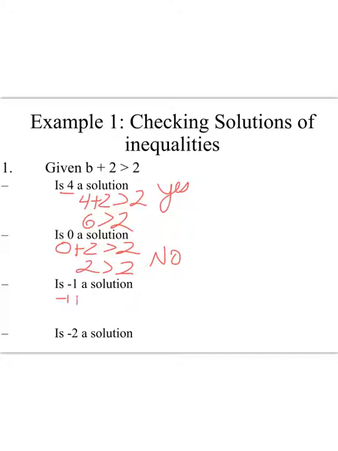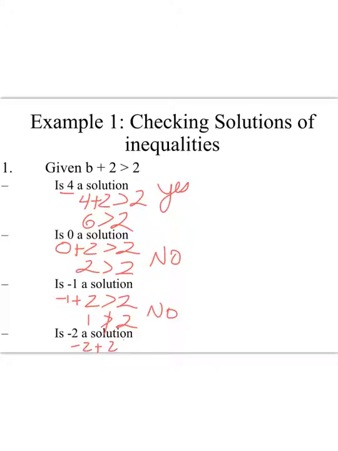Plugging in negative 1 for B. Negative 1 plus 2 is greater than 2. 1 is not greater than 2. So the answer is no. And again, you physically need to write yes or no.